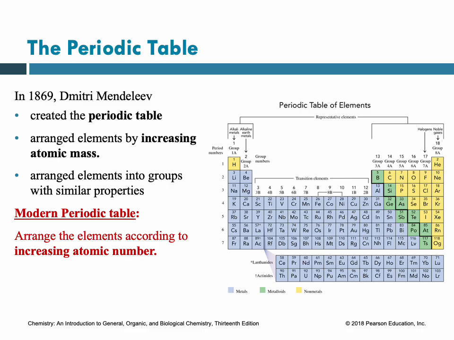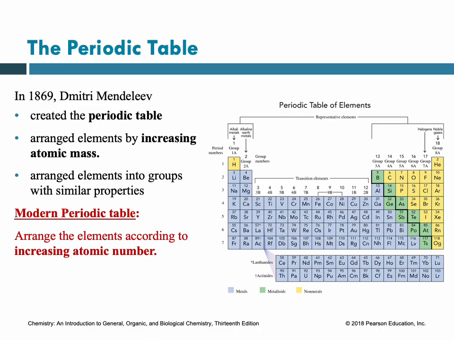Just by looking at the location of the element, for example, sodium is located here, magnesium is located here, calcium is located right here, we can tell a lot of information. We can predict several properties of these elements just by knowing where they are located on this periodic table. Every element has a specific position on the periodic table.